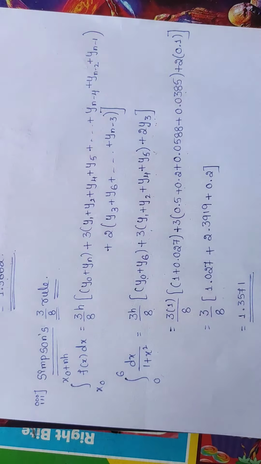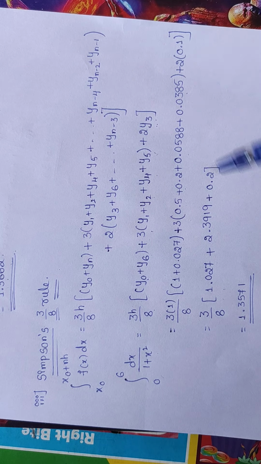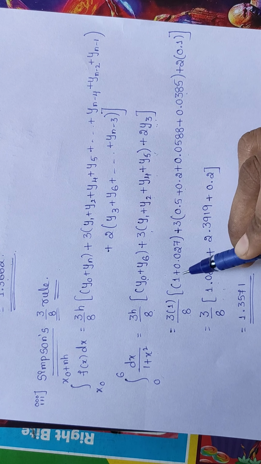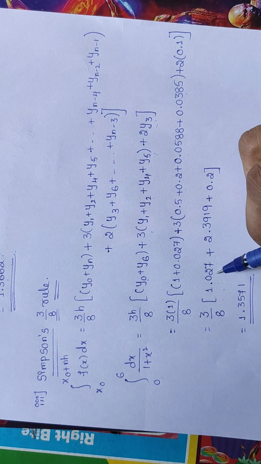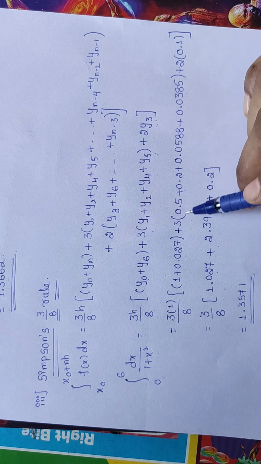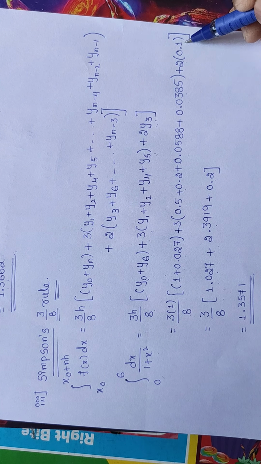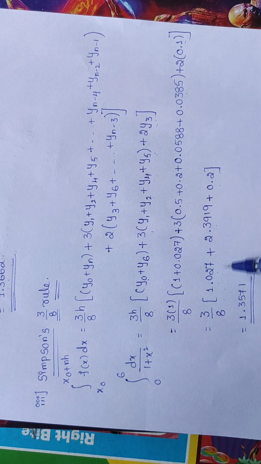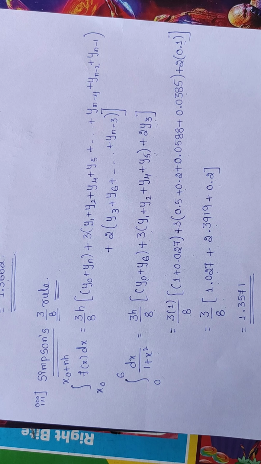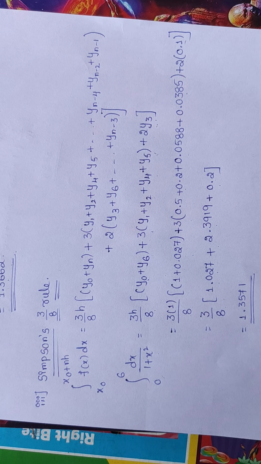0.1, substitute here 0.1, and 3 by 8 into 1 plus 0.027 is 1.027 plus add and multiply with 3, you will be getting 2.3919 plus 2 into 0.1 means 0.2. If you add these three terms and multiply 3 and divided by 8, you will be getting 1.3571. This is the solution for Simpson's 3 by 8th rule.